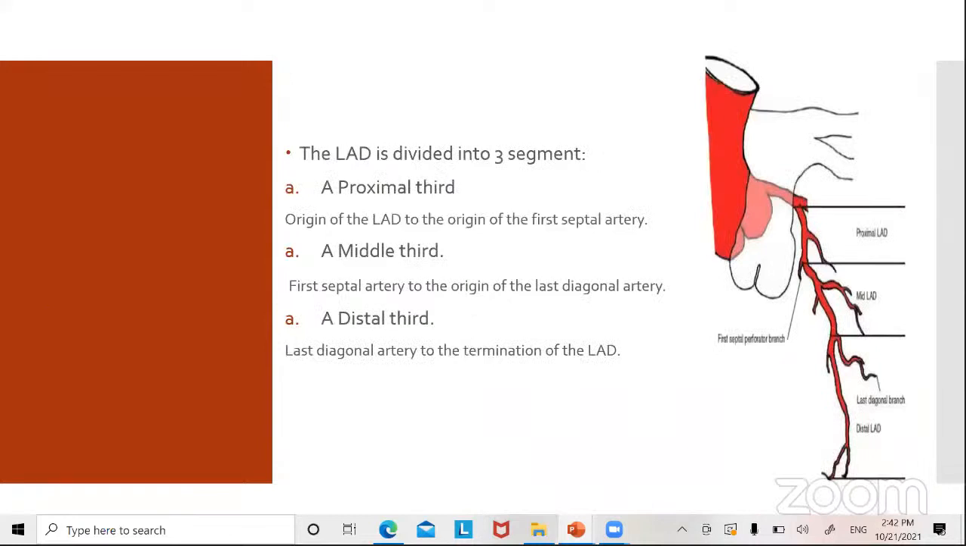The LAD is divided into 3 segments: proximal, middle, and distal segment. A proximal third, which runs from the origin of the LAD to the origin of the first septal artery. The middle third, which runs from the first septal artery to the origin of the last diagonal artery. And distal third, which runs from the last diagonal artery to the termination of the LAD.